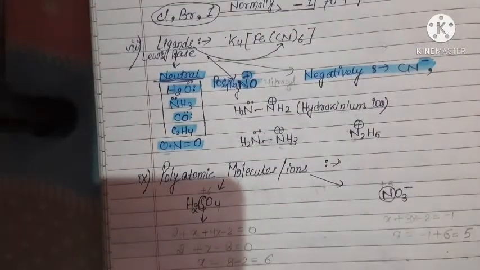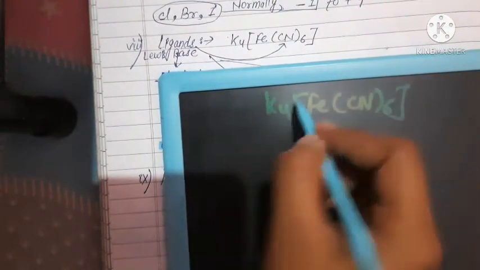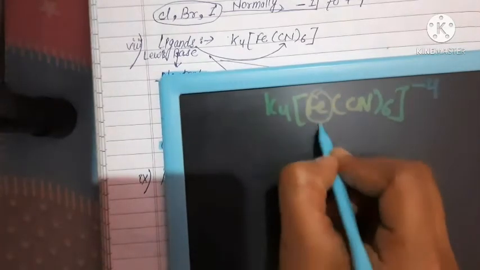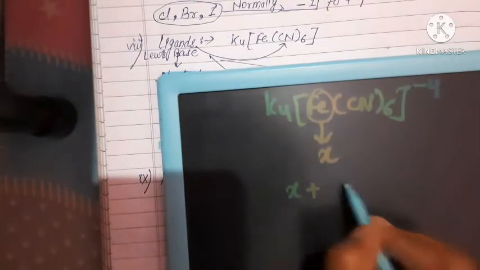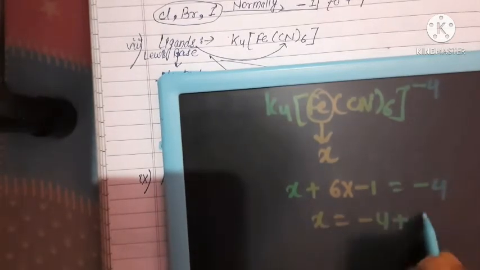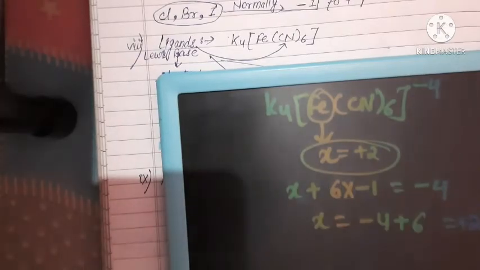Now in one minute, I can find the oxidation number of Fe in K4[Fe(CN)6]. So here minus 4 will come. Let Fe be x, which we have to find. So x plus 6 into minus 1 equals minus 4. So x equals minus 4 plus 6, equals plus 2. So Fe equals plus 2. Okay.